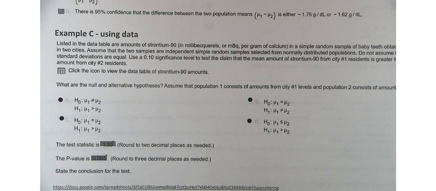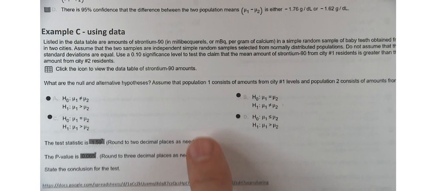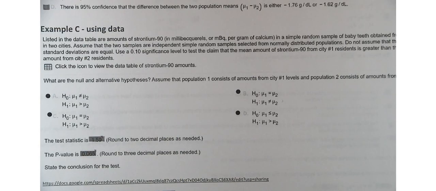Listed in the data table are the amounts of strontium-90, which is radioactive, in millibecquerels or MBQ per gram of calcium in a simple random sample of baby teeth in 2 cities. Now those 2 cities are Chicago and Detroit. Certainly you don't want to be on the bigger end of this because we don't want radioactive teeth. Assume that the 2 samples are independent simple random samples selected from normally distributed populations. Do not assume that the 2 standard deviations are equal. Use a 10% significance level to test a claim that the mean amount of strontium-90 from city 1 residents is greater than the mean amount from city 2 residents. So that stuff is right here.